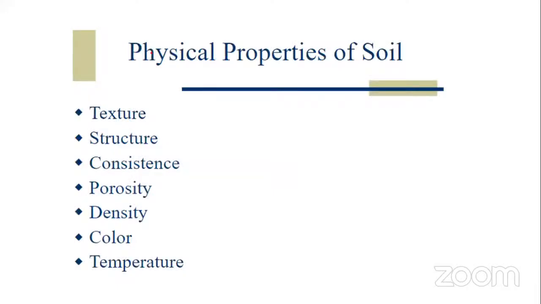Soil texture, structure, consistency, porosity, density (that is, bulk density and particle density), soil color, and soil temperature. They all are the basic or fundamental physical properties of soil.